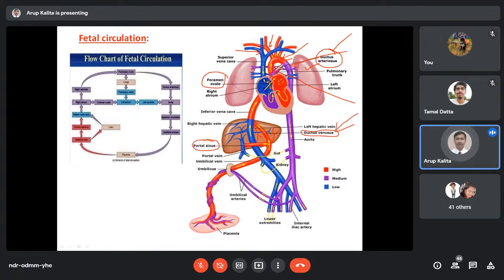So ductus arteriosus is the shortcut in the fetal circulation between the pulmonary artery and the posterior aorta, bypassing the pulmonary circulation. So you will get 3 shortcuts. Now, this is all about the fetal circulation. If you are having any doubt, you can ask me.